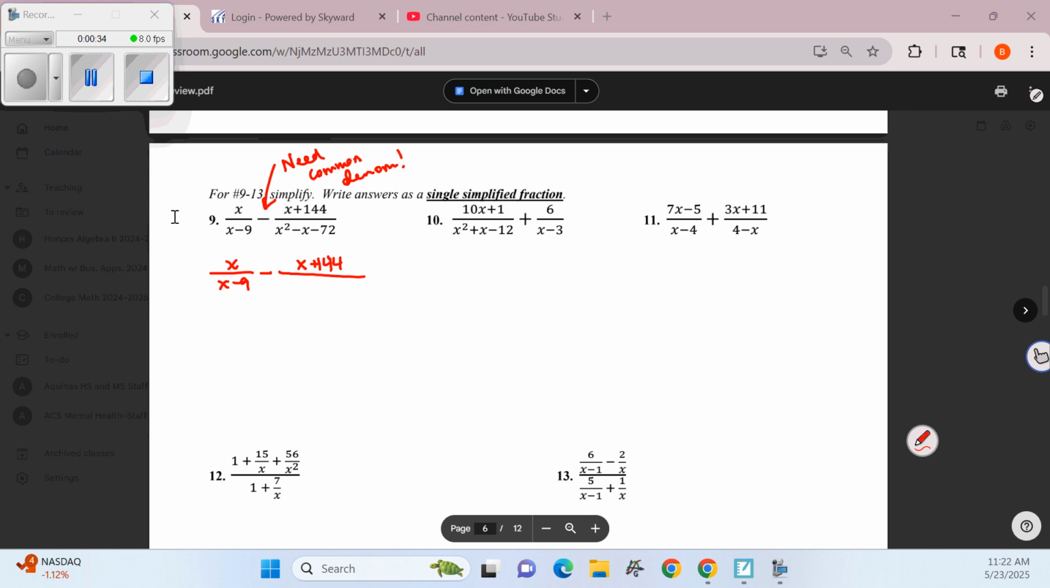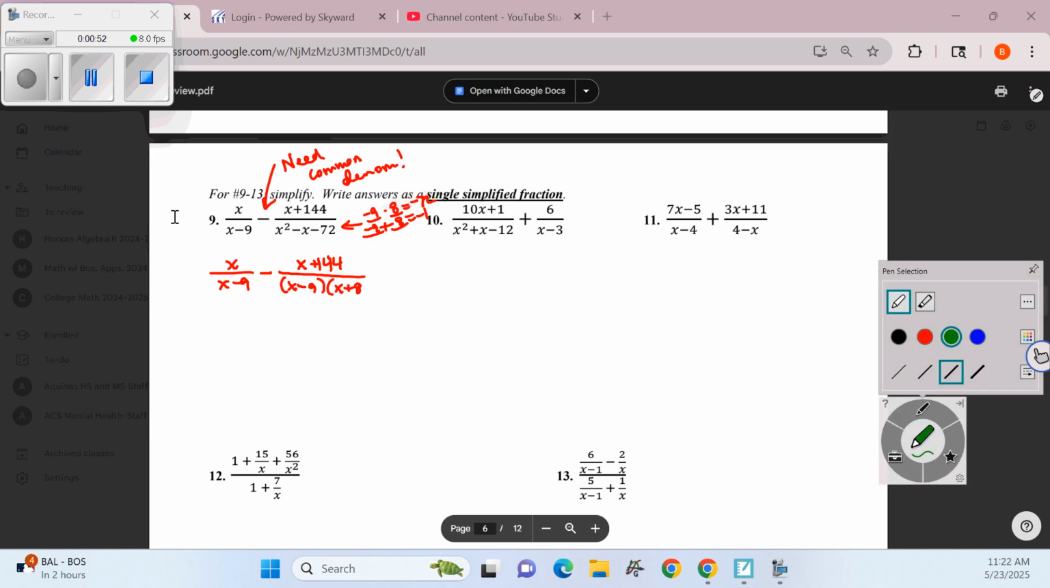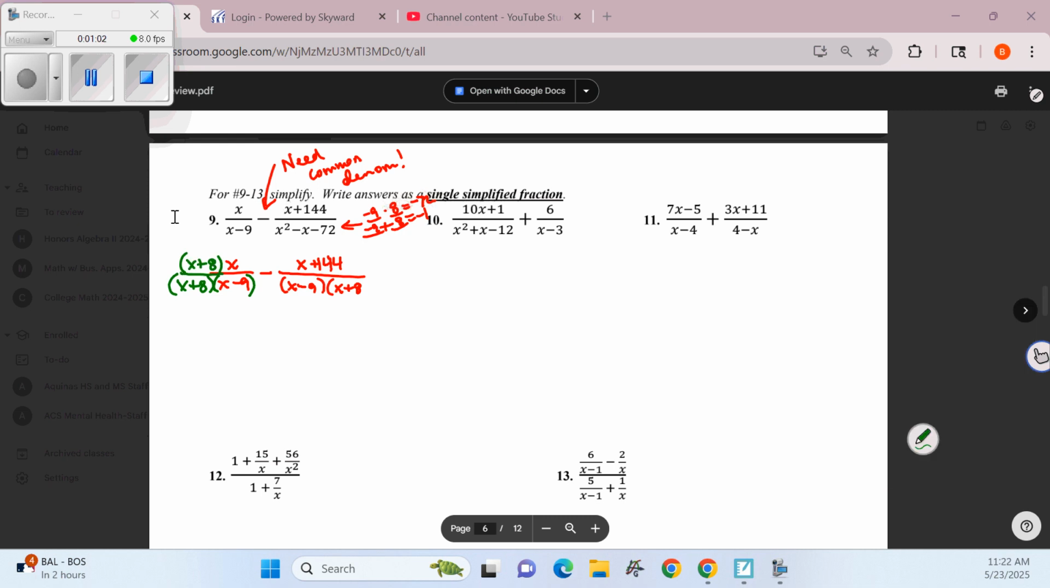We need two numbers that multiply to negative 72 and add to negative 1. That would be negative 9 and positive 8. That makes that happen. So this factors into x minus 9 and x plus 8. Therefore, the first fraction has the x minus 9, but it's missing the x plus 8 factor, which means we've got to multiply top and bottom by an x plus 8 here.